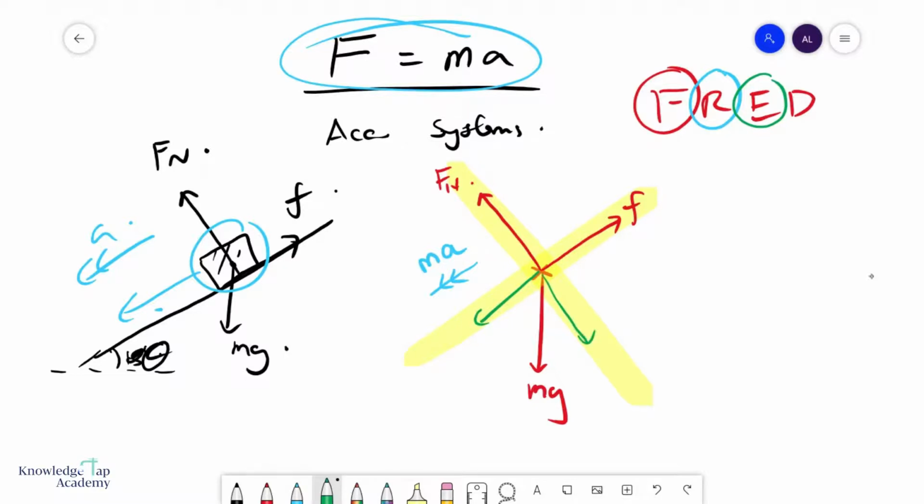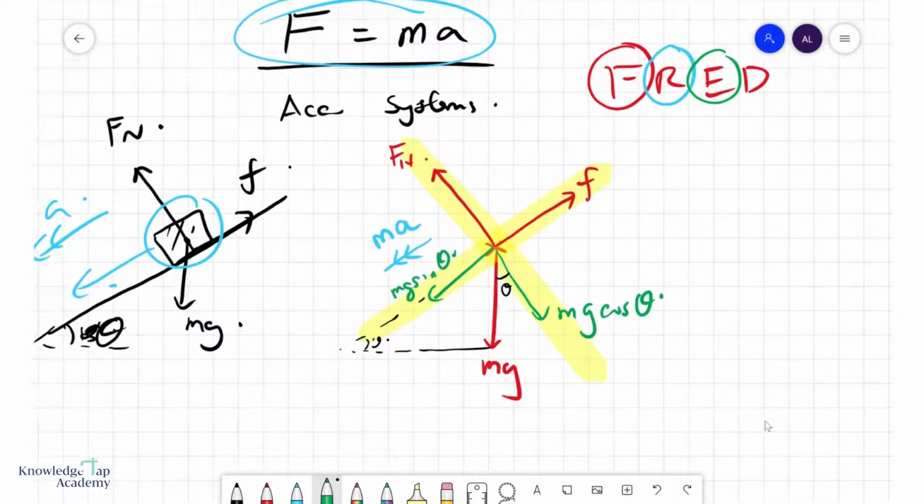So using some trigonometry, I know that this is theta over here, and so theta will find its way up there. And so it is the case that this component here will be mg cosine theta, and this will be mg sine theta. Now we can form the equations.